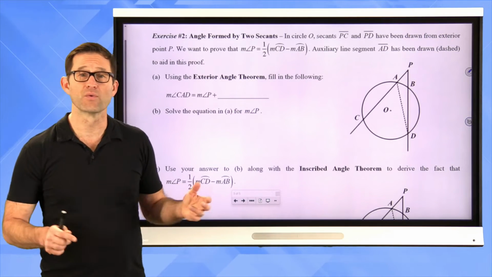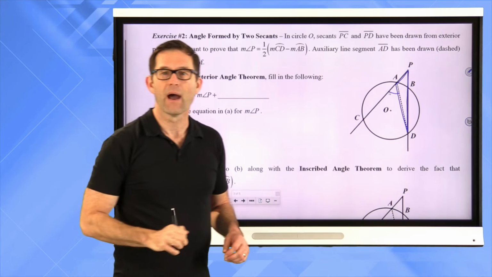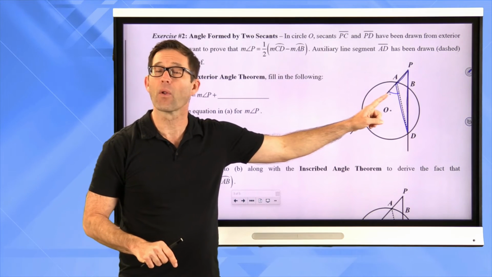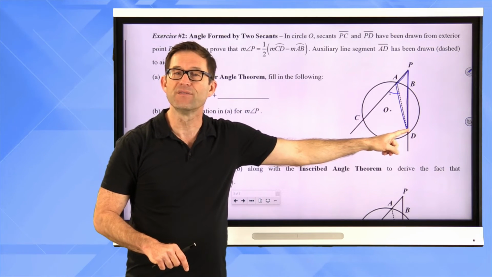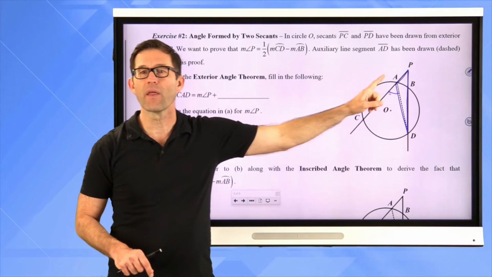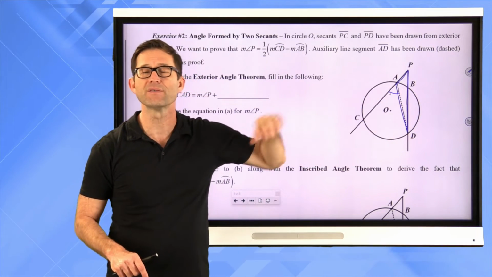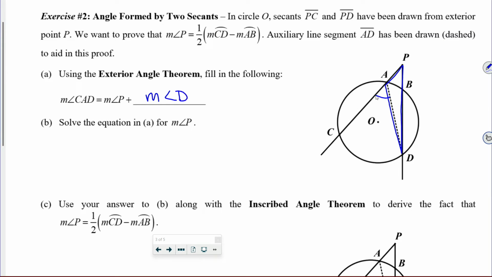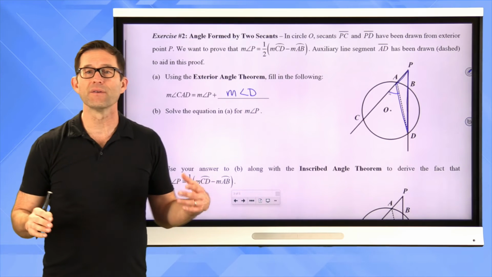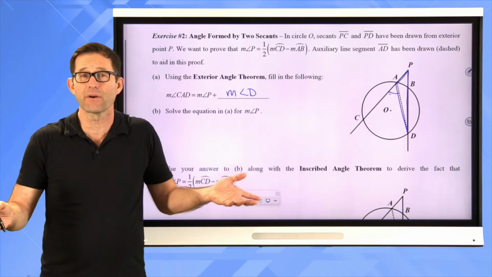The exterior angle theorem is really important. Angle CAD is an exterior angle to this triangle, and we've got this theorem that says any exterior angle will always be the sum of the two remote interior angles. Angle P is one of them, and angle D is the other one. Now I can either call that angle ADB or I can just call it angle D. It's okay to call it angle D because there is no other angle D that it could possibly be confused with. So the measure of angle CAD is equal to the measure of angle P plus the measure of angle D. Exterior angle theorem.